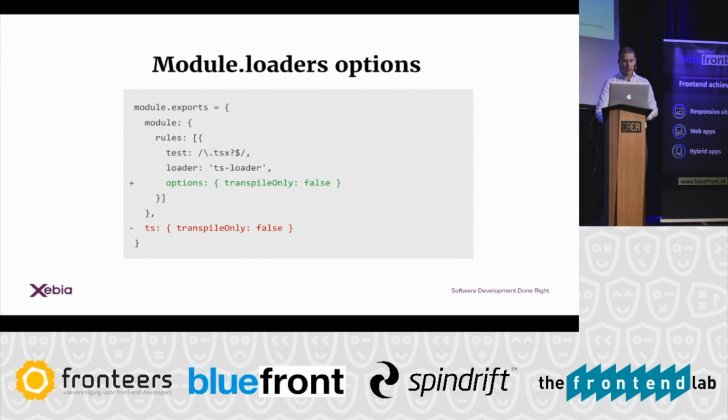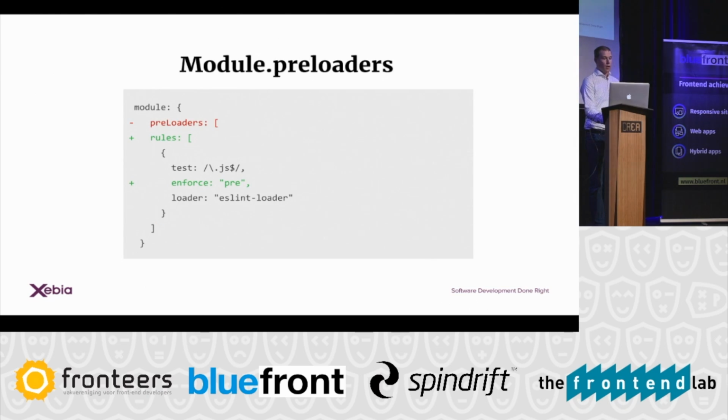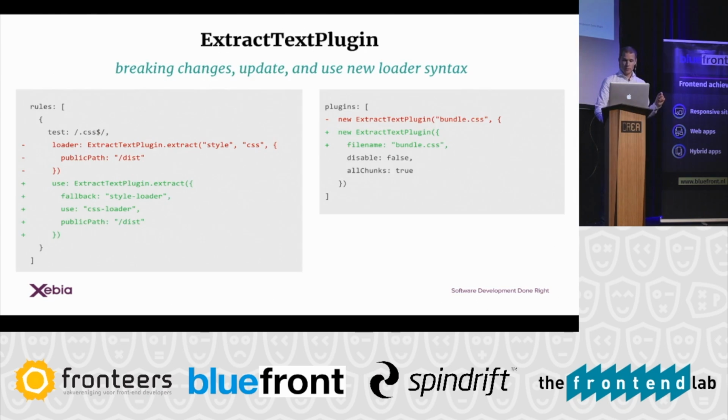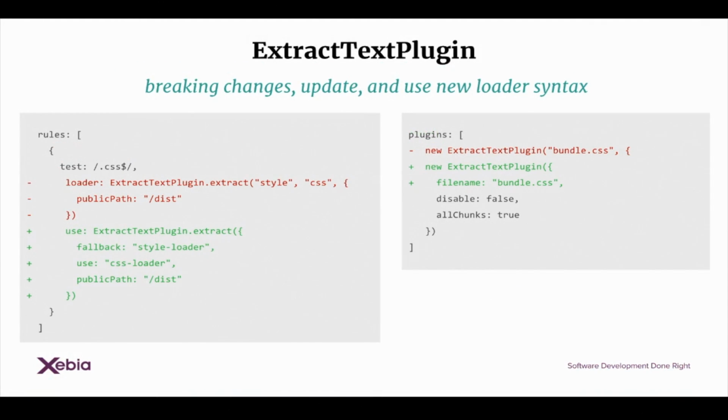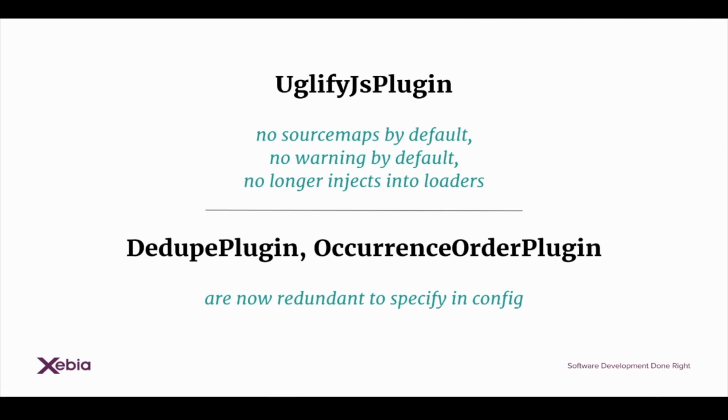So loaders now have a property called options. You should never, ever, ever anymore use custom properties on your Webpack config. If you do, Webpack will complain in your face and will not run. Preloaders has been removed. ExtractTextPlugin has been refactored. This is the major, major point I faced when upgrading to Webpack 2. Actually, it's not all that hard, eventually.